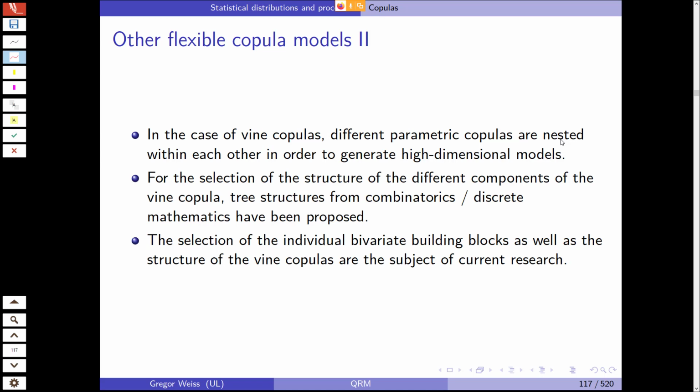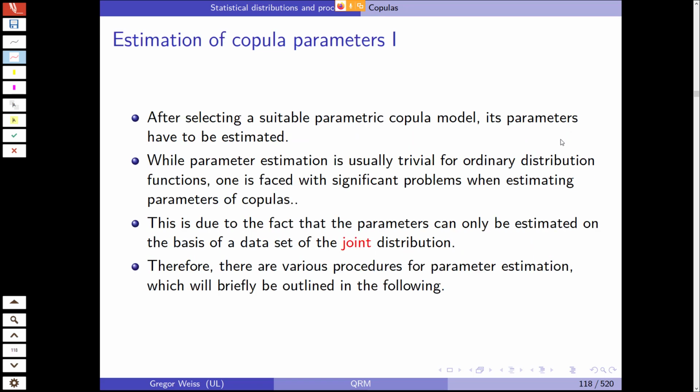It also builds on combinatorics and discrete mathematics. It's way too complicated to present here, but this is one area of research where I've been very active over the last 10, 15 years, and you can have a look at the most recent research literature on copula modeling. How do you estimate the parameters of a copula? It's basically done by maximum likelihood. The problem is that you have to estimate the parameters of the marginals and the parameters of the copula, and you can do this in different ways.